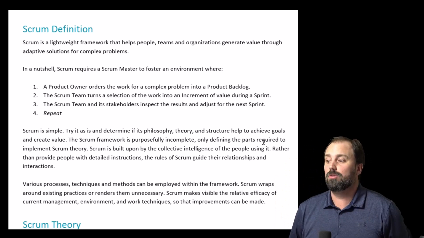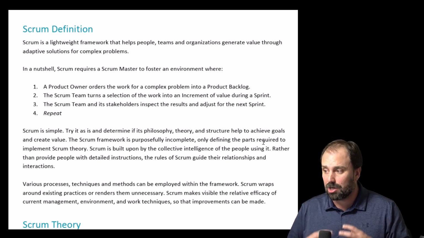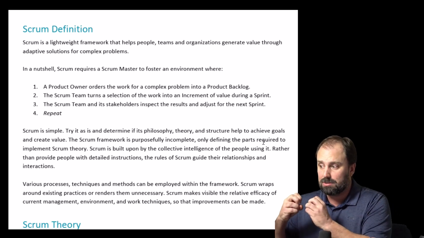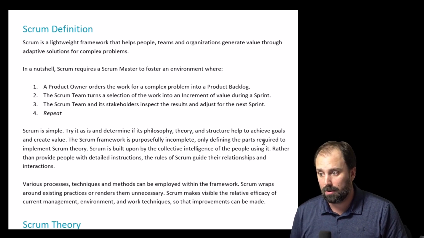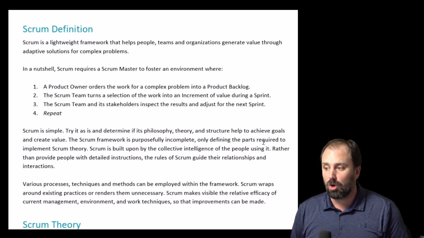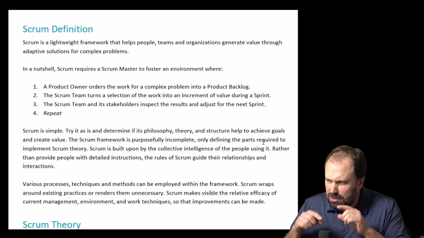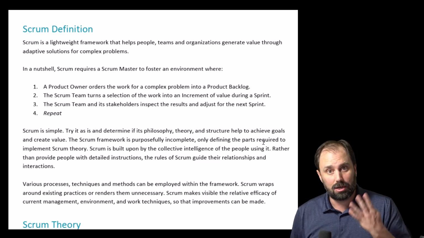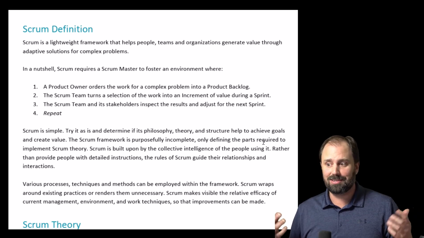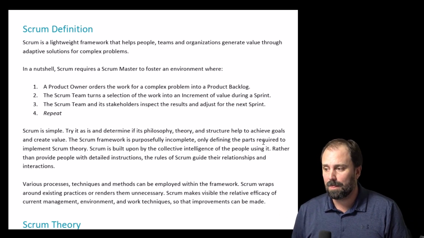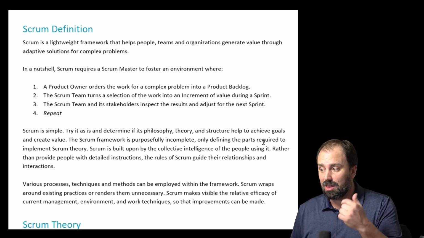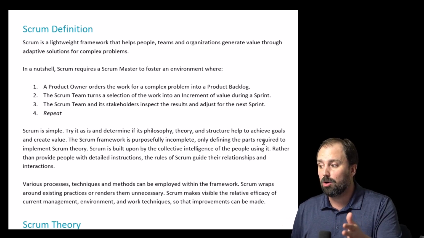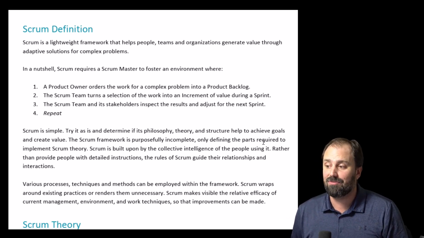Number two, the Scrum team turns a selection of the work into an increment of value during a sprint. Number three, the Scrum team and its stakeholders inspect the results and adjust for the next sprint. Number four, repeat. Scrum is simple. Try it as is and determine if its philosophy, theory, and structure help to achieve goals and create value.